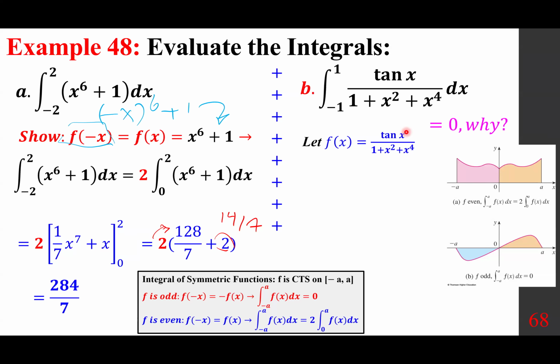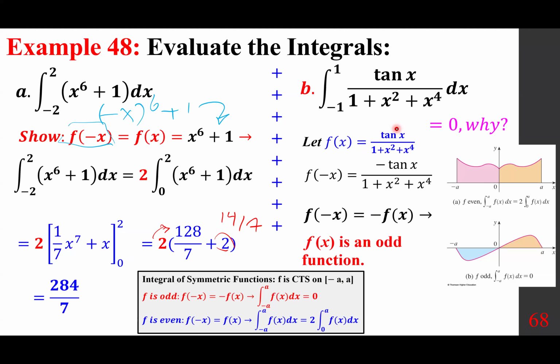Now, if I replace x with negative x, I hope you see that the bottom doesn't change, but the top becomes tan of minus x, which is minus tan of x. And therefore we proved, because f of minus x equals minus f of x, the function is an odd function. And because it's an odd function, you don't have to do anything. By the way, this is nearly impossible to calculate its integral.